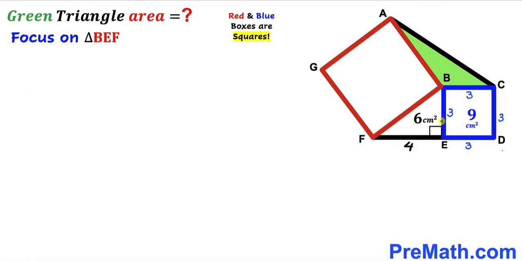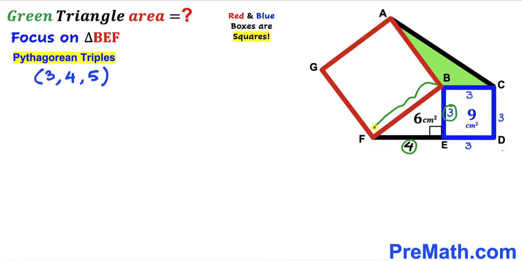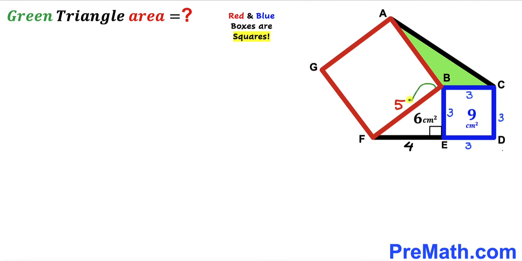Let's focus once again on the right triangle BEF. Let's recall the Pythagorean triplet 3, 4, and 5. The sides of this right triangle BEF are 3 and 4, so the hypotenuse has to be 5 cm. Thus the BF length turns out to be 5, and this is the side length of the red square. So all the sides of the red square are 5 cm across the board.